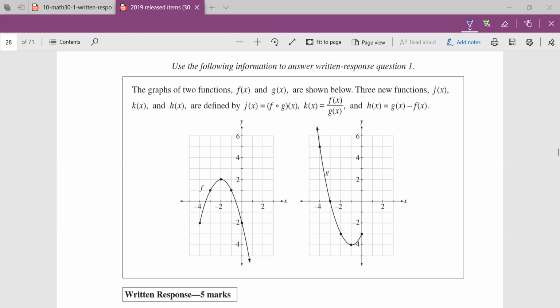All right, so if my voice can hold up for 3 written questions, 2 parts each, then we'll be just okay. All right, here's the first one from January 2019. So we've got 2 functions, f and g below, and there's 3 new functions being defined, k at x, j at x, h at x, and they're defined by some sort of function operation here, a composition, a division, and a subtraction.